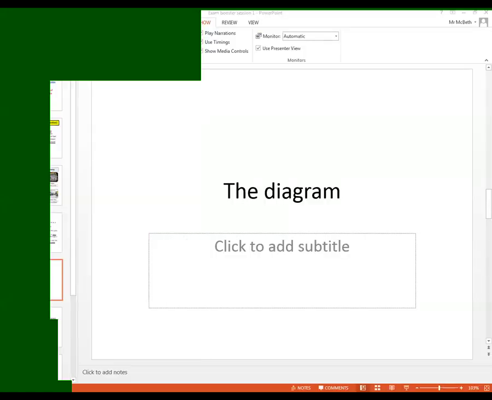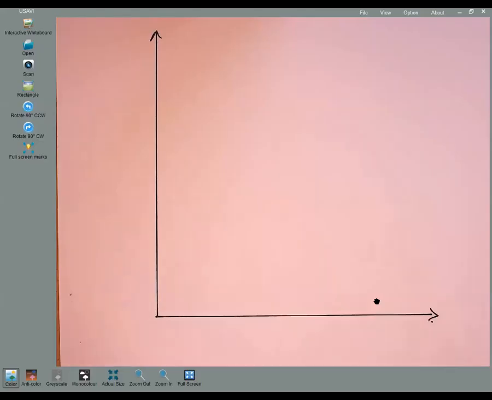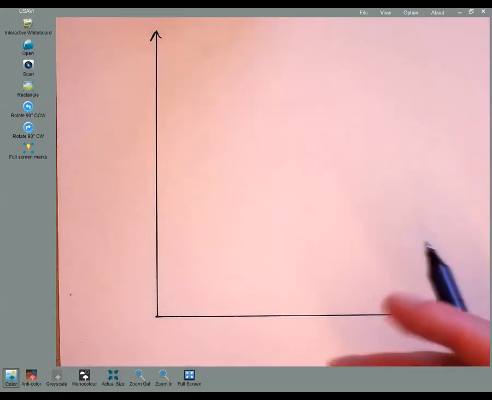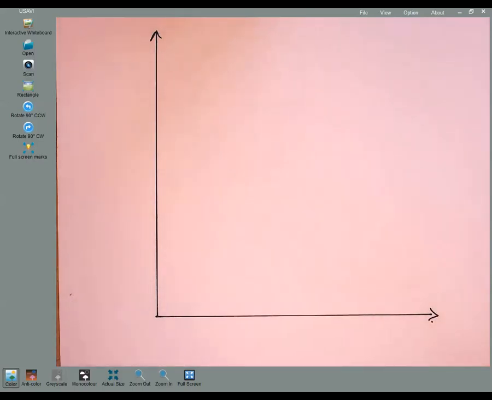So I'm going to switch over now to the visualizer. So hopefully you'll be able now to see this. And what I'm going to do here is draw my diagram from scratch and talk you through how to draw that indirect taxation diagram for A-level economics.